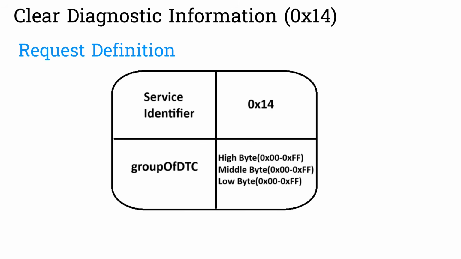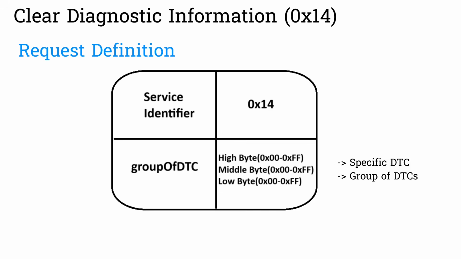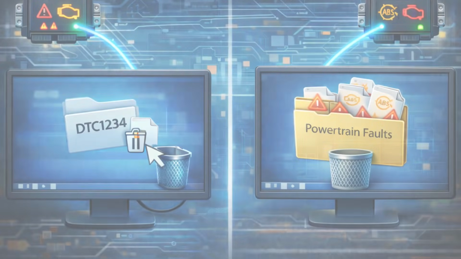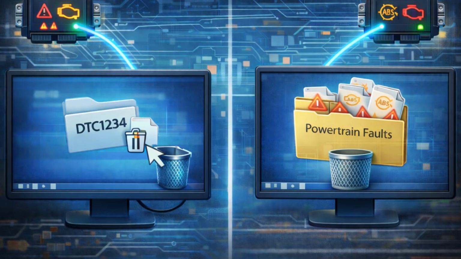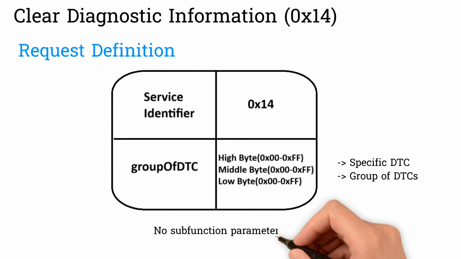So, what does this parameter actually do? The groupOfDTC tells the ECU whether we want to clear a specific DTC or an entire group of DTCs, such as powertrain, body, or chassis related faults. Think of it like cleaning up files on your computer. You can choose to delete just one file, similar to a specific DTC, or clear an entire folder, similar to all powertrain related faults. And here's something important. Unlike some other UDS services, this one doesn't use any subfunction parameter.